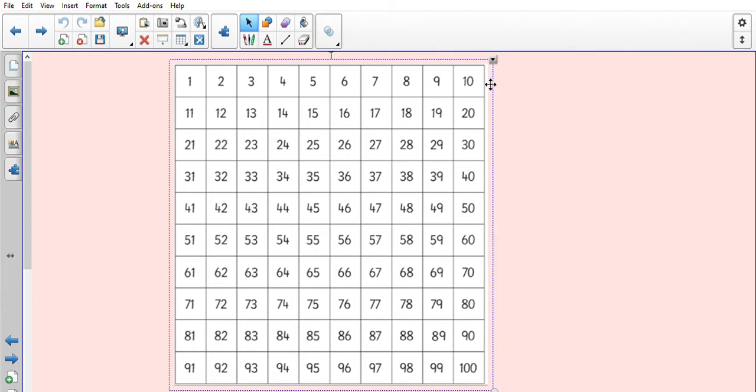0, 10, 20, 30, 40, 50, 60, 70, 80, 90, 100. Brilliant counting. Let's have a go again in tens from 0 all the way up to 100.